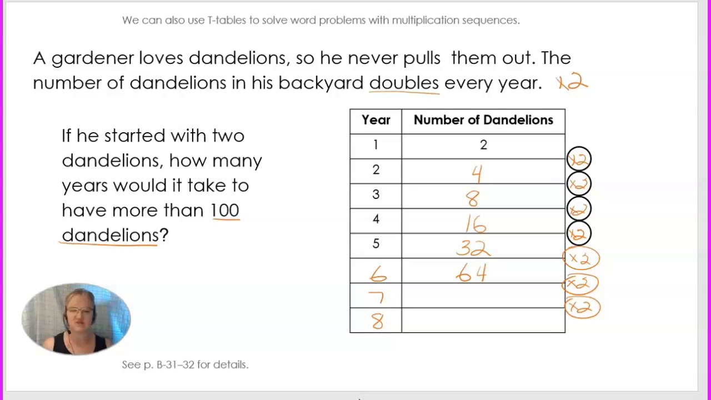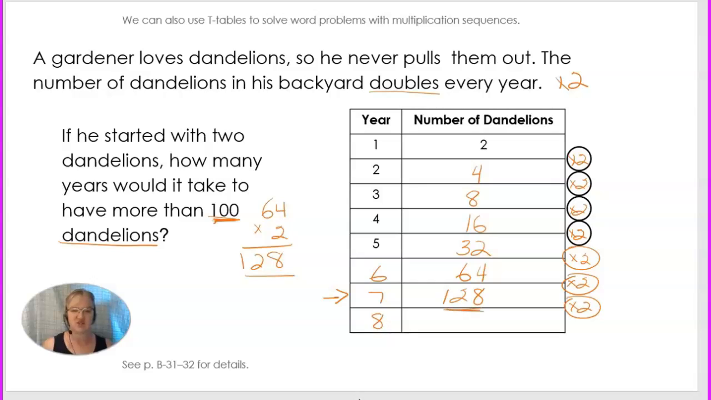Look at this now. Is 64 more or less than halfway to 100? Because that's the number we're looking for, right? So if 64 is more than halfway, if we double that number, then we just might be almost done. 64 times 2, let's write it out over here. 2 times 4 is 8. 2 times 6 is 12. There we go. 128 dandelions. So in just 7 years, he gets 128 dandelions, over 100.